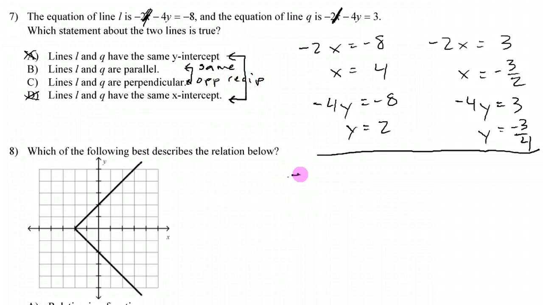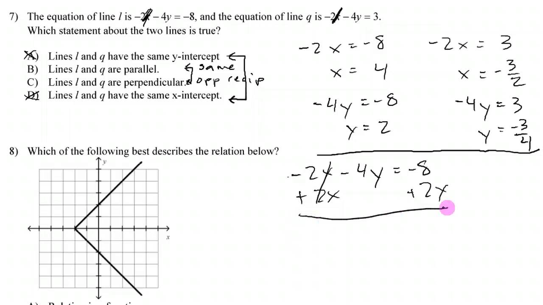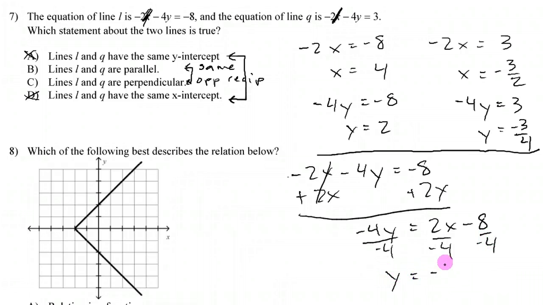So let's see, we have negative 2x minus 4y is equal to negative 8. So to put in slope-intercept form, we have to get y by itself. So if I add 2x to both sides, then I get negative 4y is equal to 2x minus 8. Then if I divide by negative 4, I'm going to get y is equal to negative 1 over 2 x, and this is going to be plus 2. So my slope here is negative 1/2.